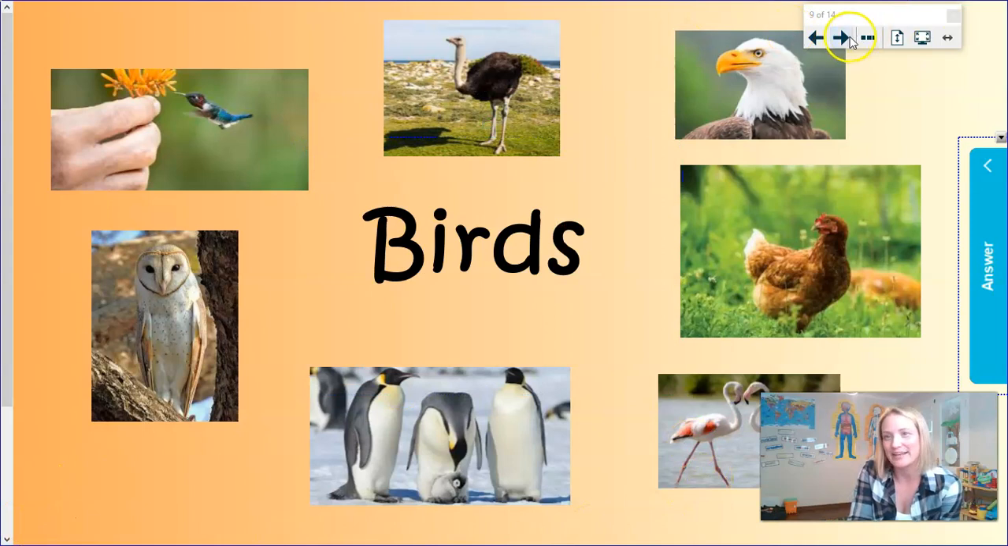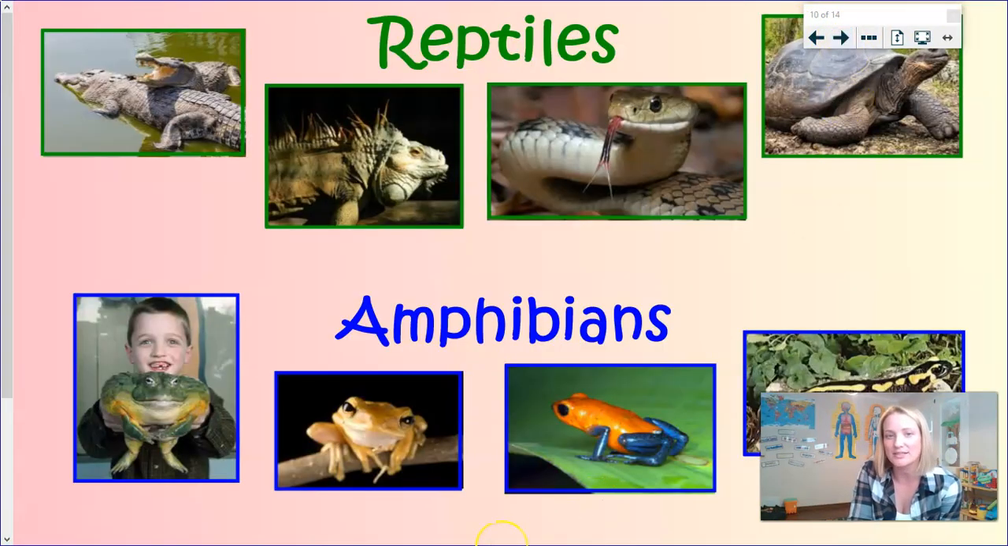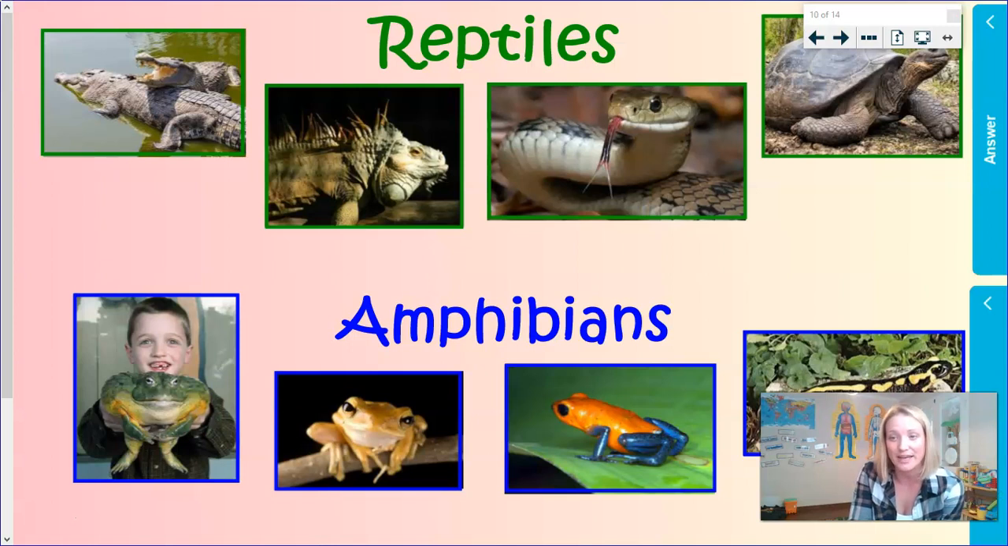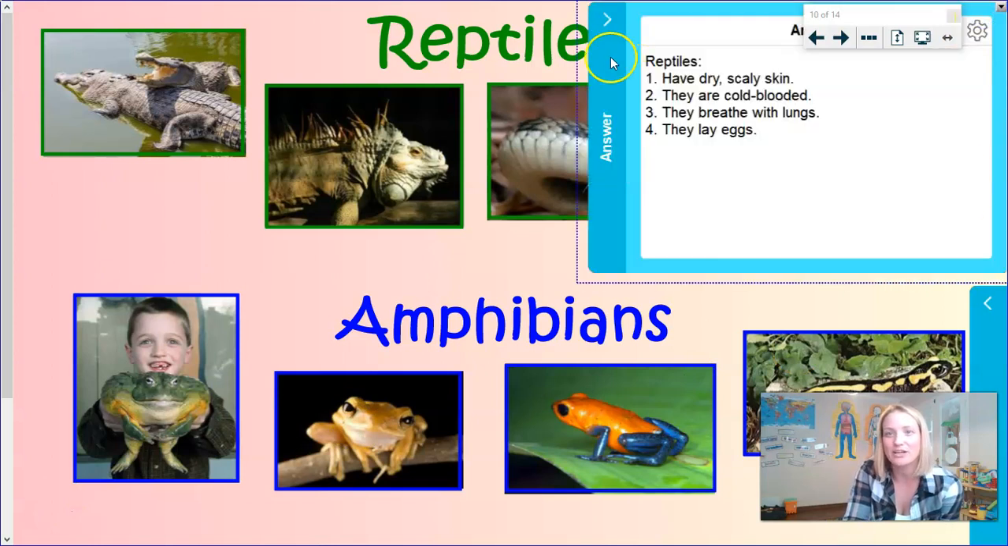So now we've had a little look at the birds. Let's move to our last two classes of animals. Now I've put these two together because they are the two classes that often get mixed up. Now let's start with our reptiles. What do all these reptiles have in common?